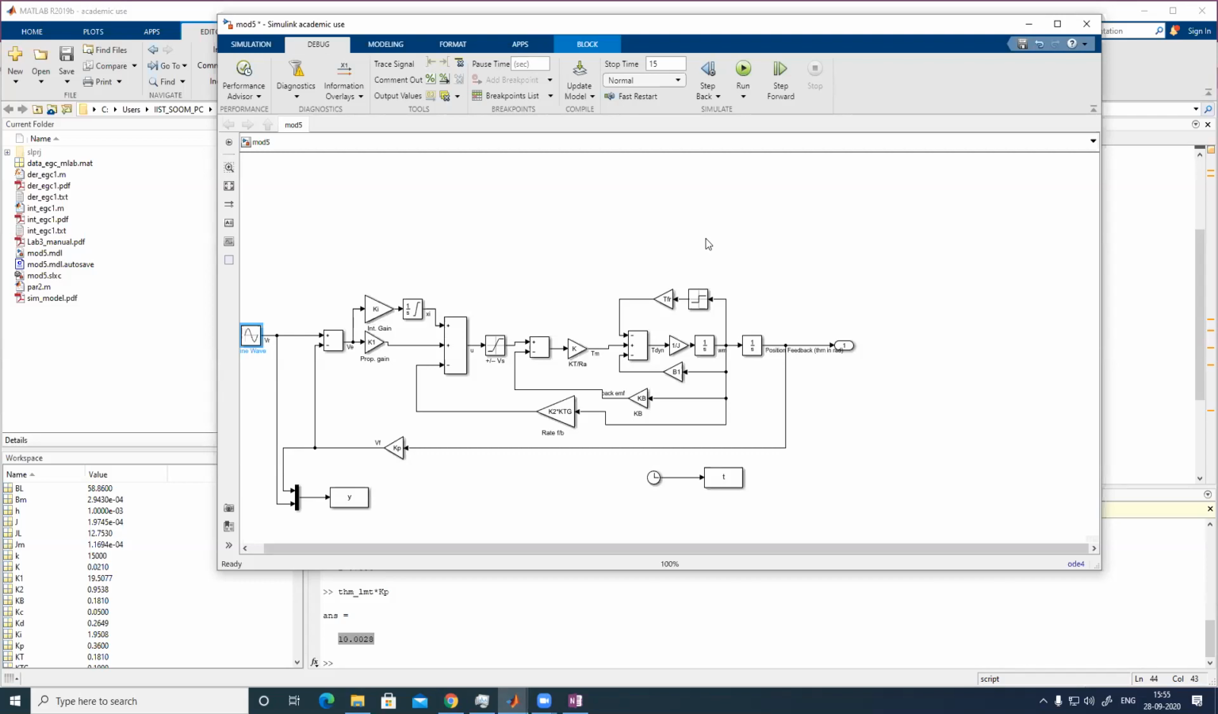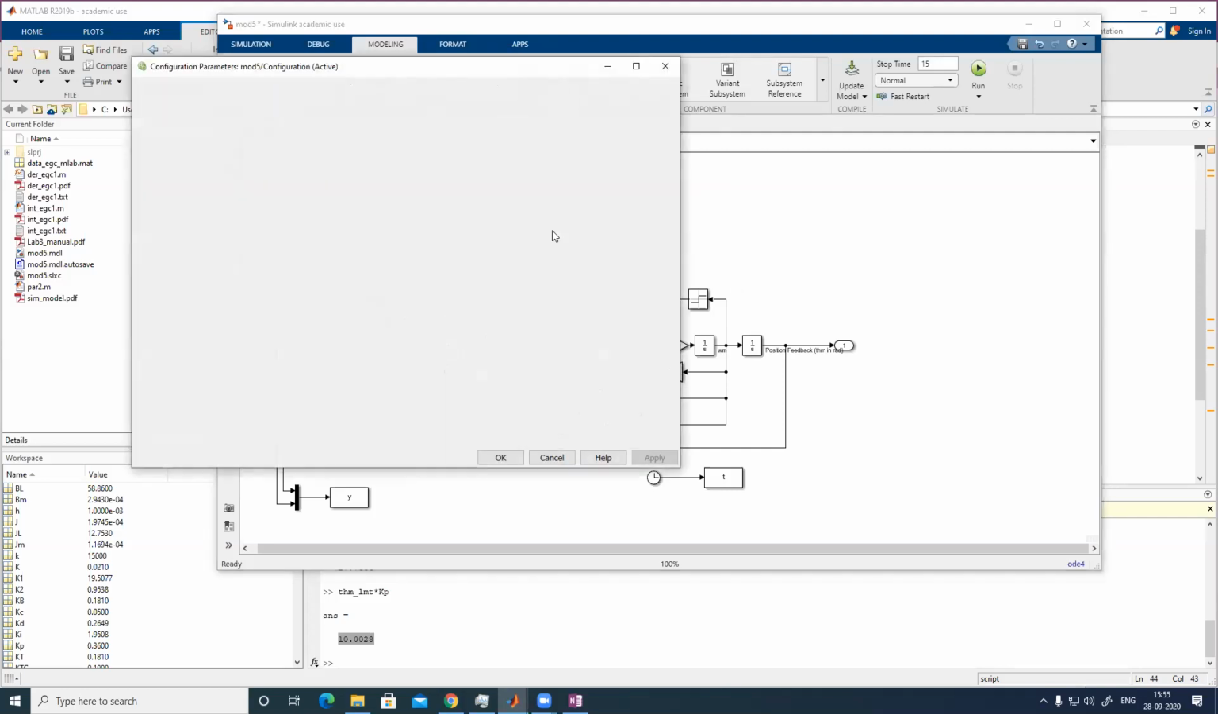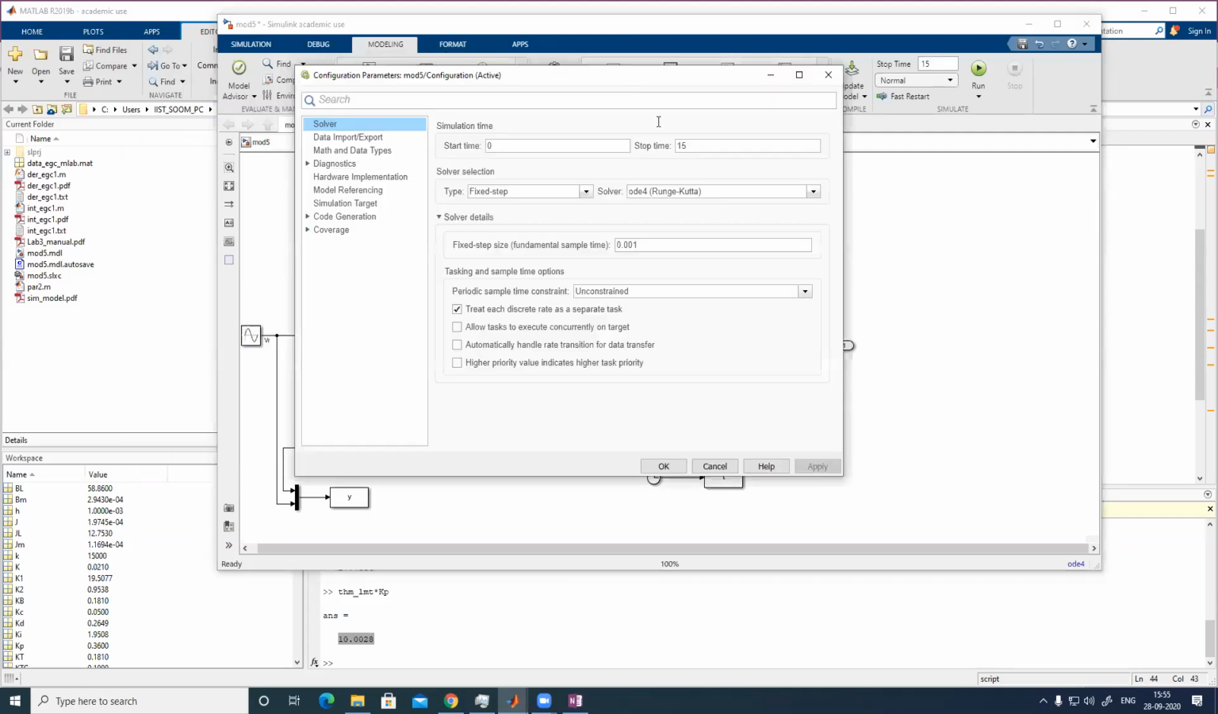Sir, any more additions after that configuration parameter? No, in configuration parameter everything is settled. Configuration parameter is fixed step size 0.001, Runge-Kutta 4.